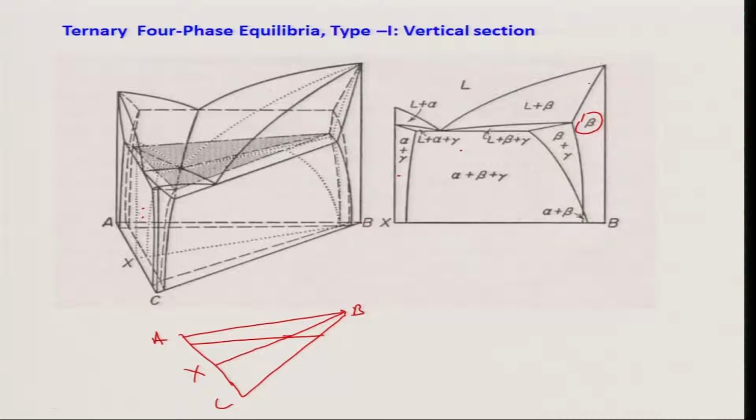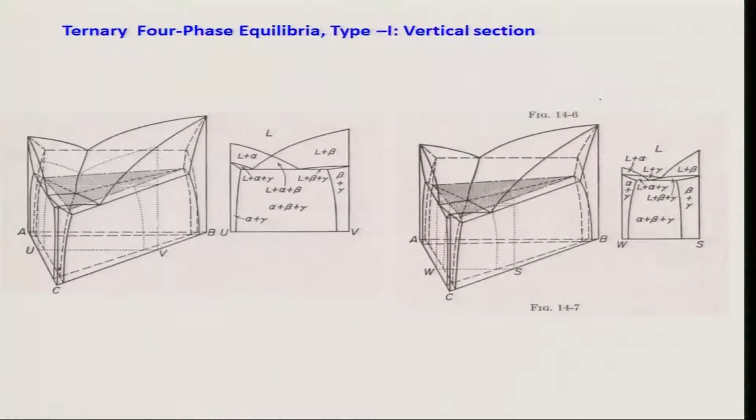Remember, on the vertical section I cannot draw tie lines like this. This is wrong, not allowed. This is one such way. Okay, there is another way of taking it. This is what is shown here.